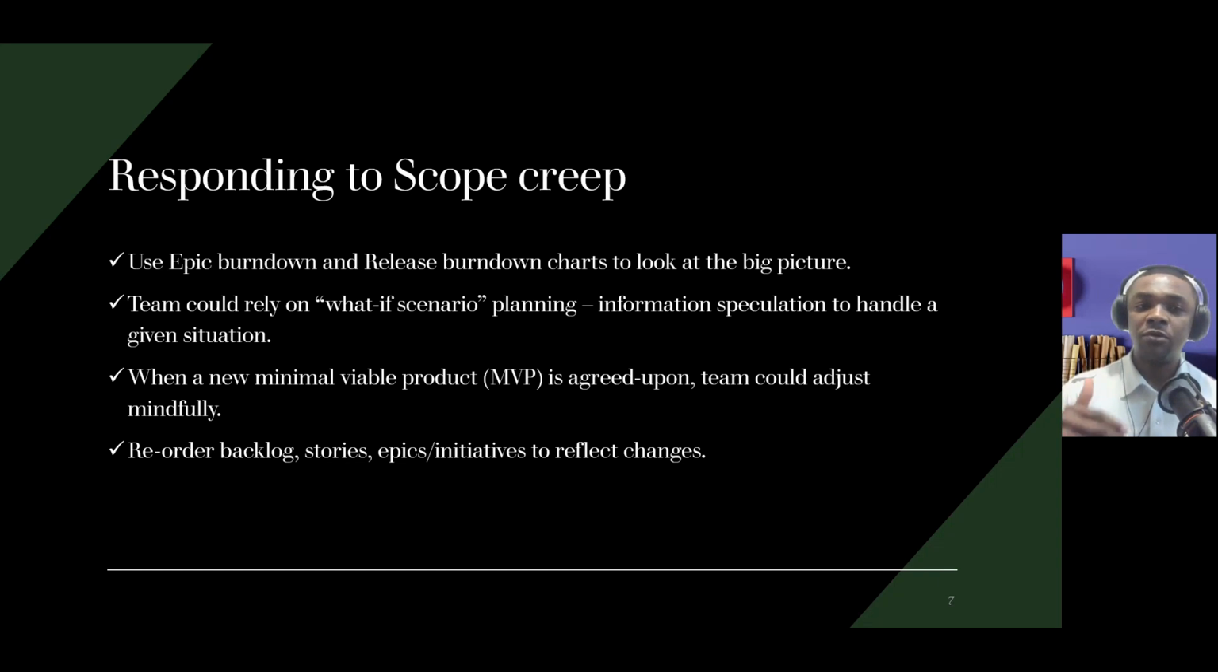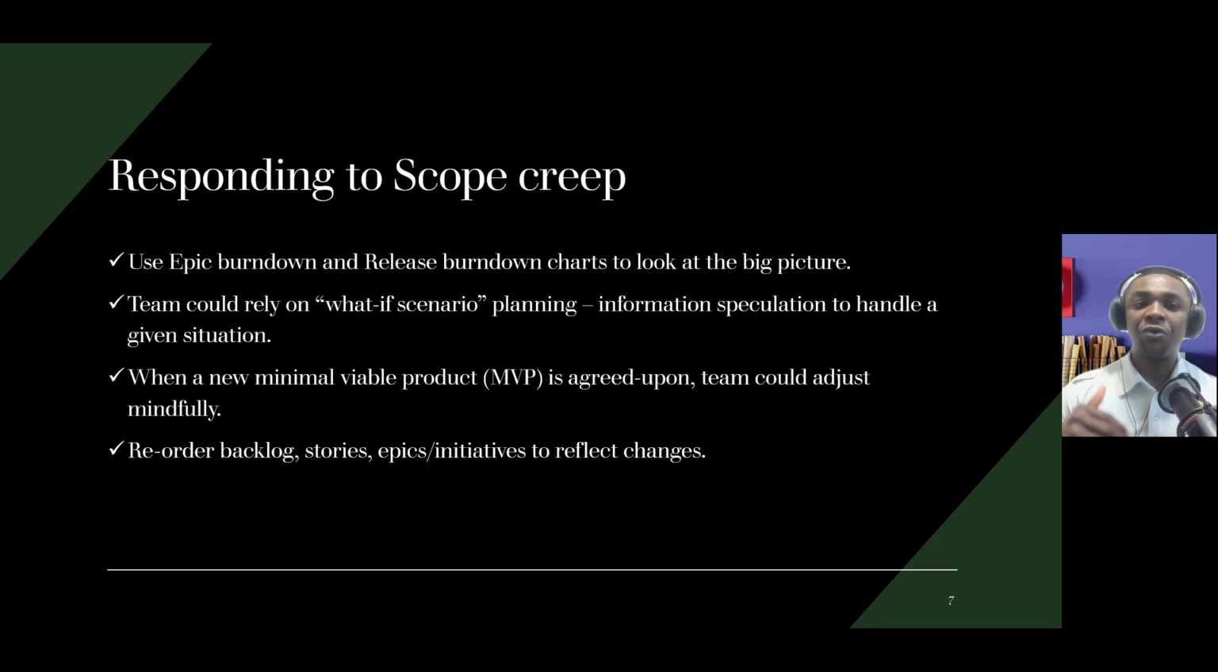When a new minimal viable product, or MVP, is agreed upon, the team could also adjust mindfully. I mean, we already understand that by going back to the 12 Agile principles and the 4 Agile manifesto values that talk about responding to change, right? The team is encouraged to respond to change because change is bound to happen no matter what, no matter at what stage it does happen. So we should always adjust mindfully.